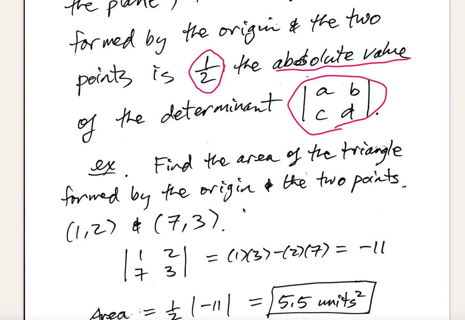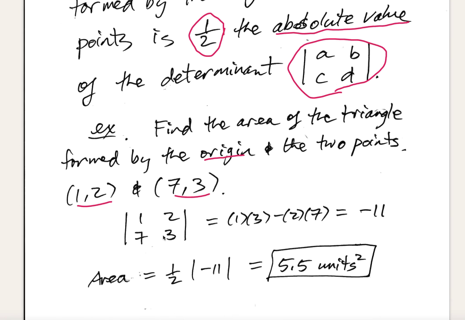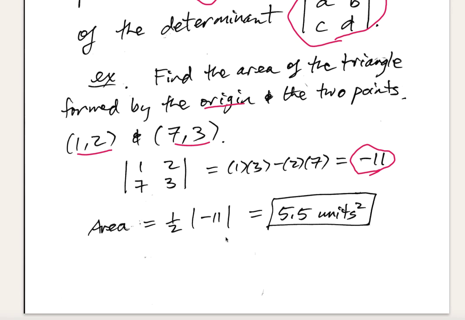Let's, for example, find the area of the triangle formed by the origin, so 0, 0, and these 2 points, 1, 2, and 7, 3. We'll go ahead and just write them down, 1, 2, 7, 3. Take that determinant, so that'll be 1 times 3 minus 2 times 7, so that's 3 minus 14, that's negative 11. Take half the absolute value of that, so half the absolute value of negative 11. Notice that dangerous notation. You get 5.5 units. So the area of that triangle, if you were to draw that out, would be 5.5 units.